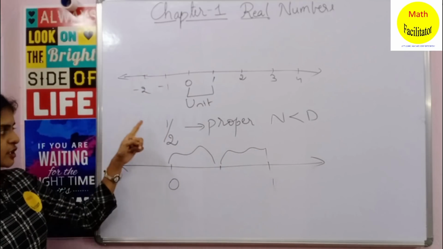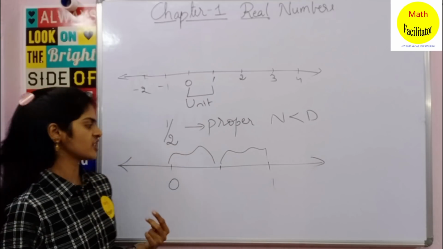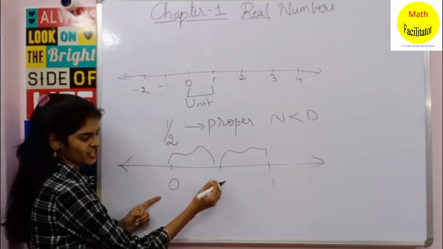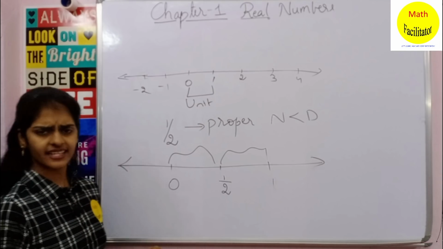Clear? Now the numerator tells how many parts you should take into consideration. Now the numerator is 1, that means you have to take 1 part into consideration. So this is nothing but 1 by 2. Okay, let me take another example.